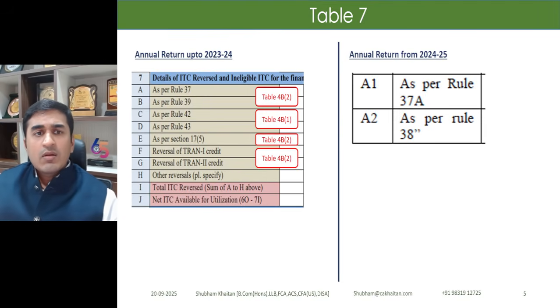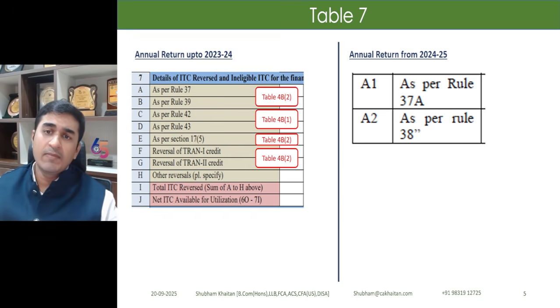Annual return, table 7. For table 7, 7A to H was what I was reporting earlier. A1 and A2 are the new tables which have now come in. A1 is as per rule 37A. That means if I have made the payment to the supplier and the supplier has filed his GSTR-1, I have taken ITC as per 2B, but later he did not file his 3B. That reversal needs to happen in table A1, rule 37A, so that needs to be reported here.